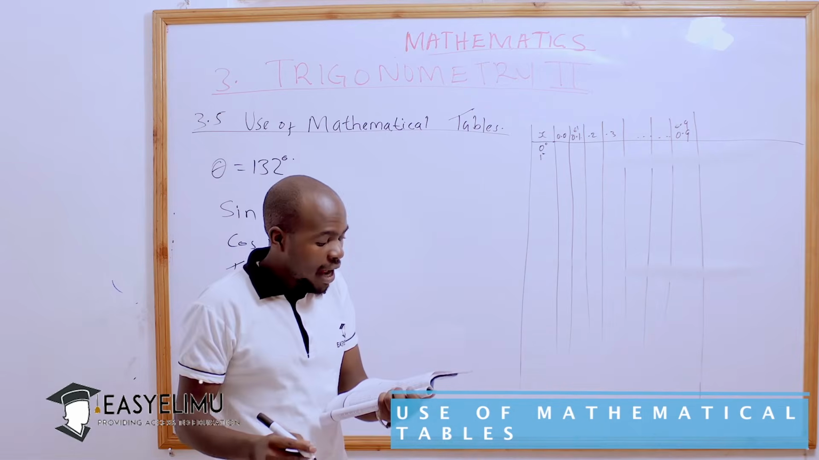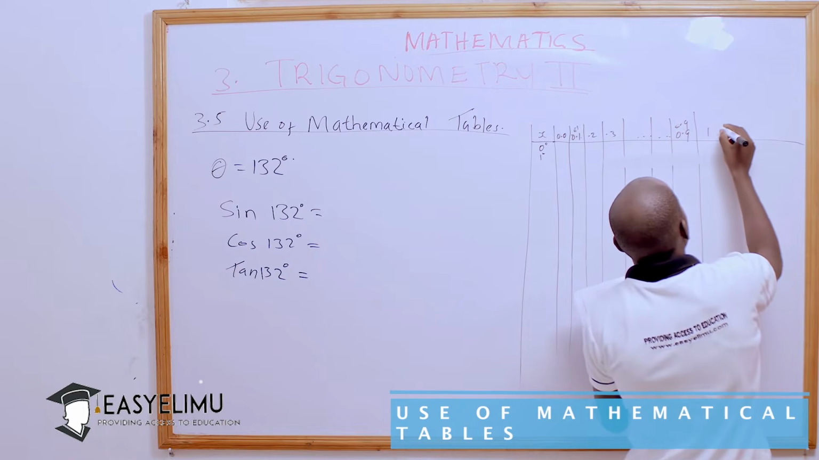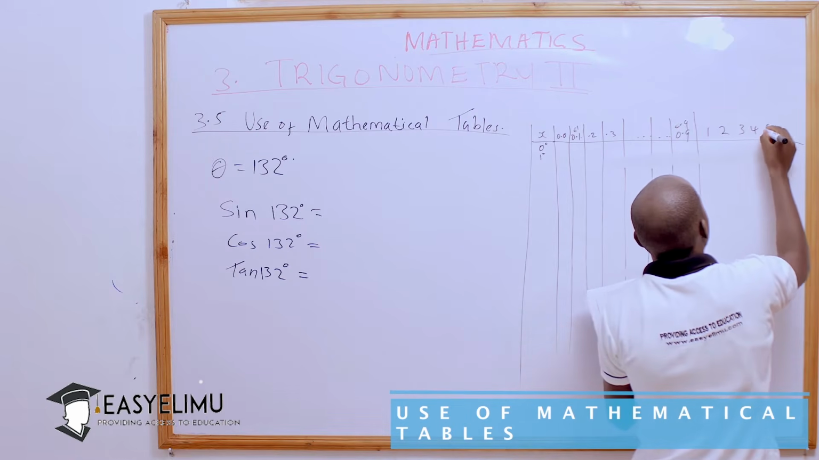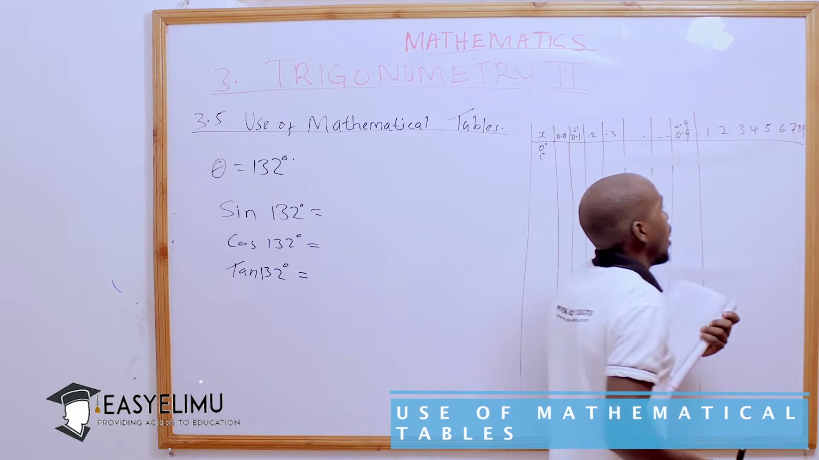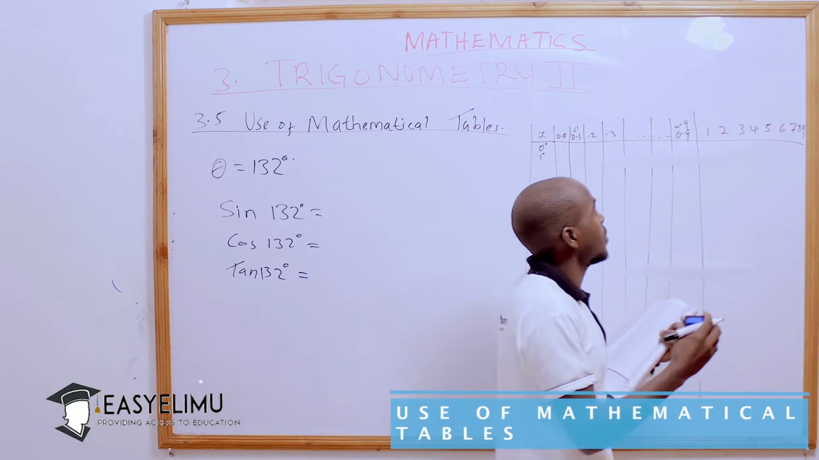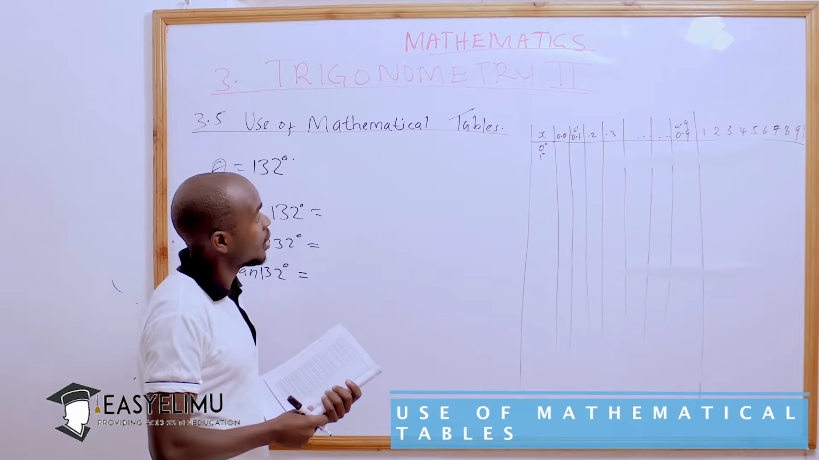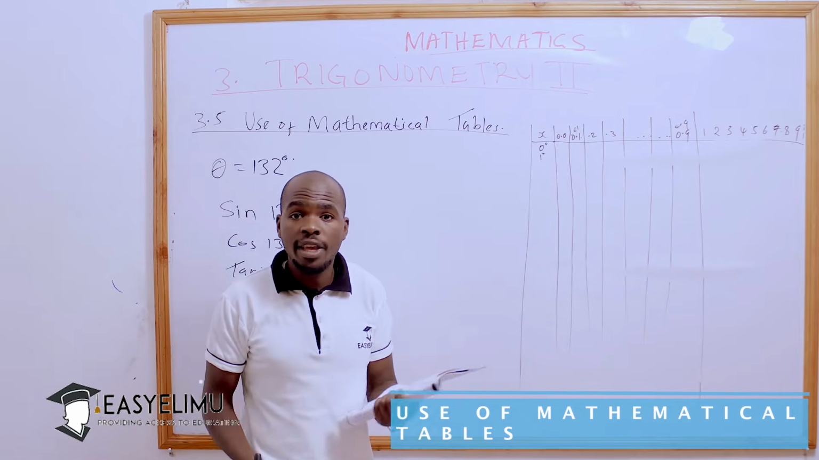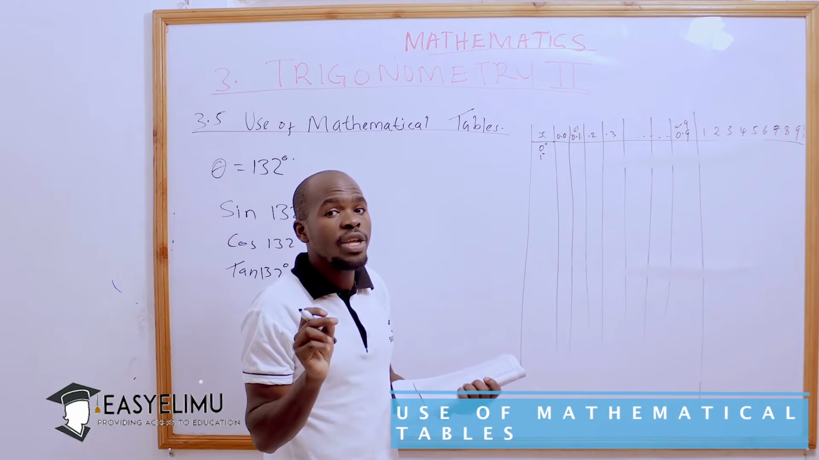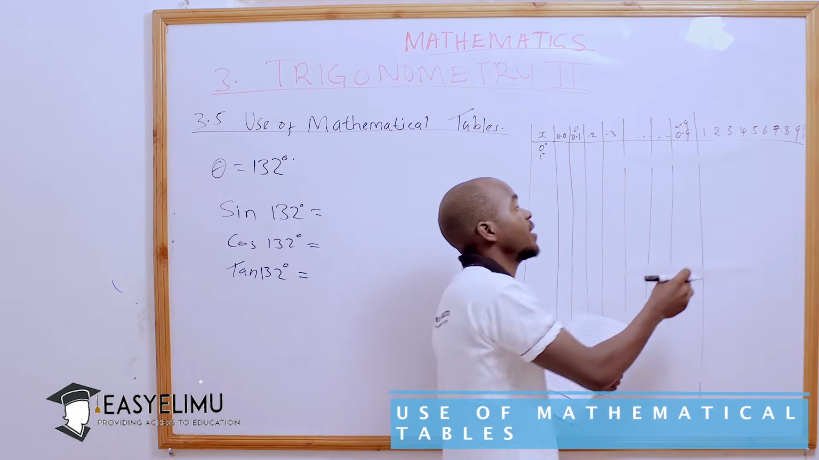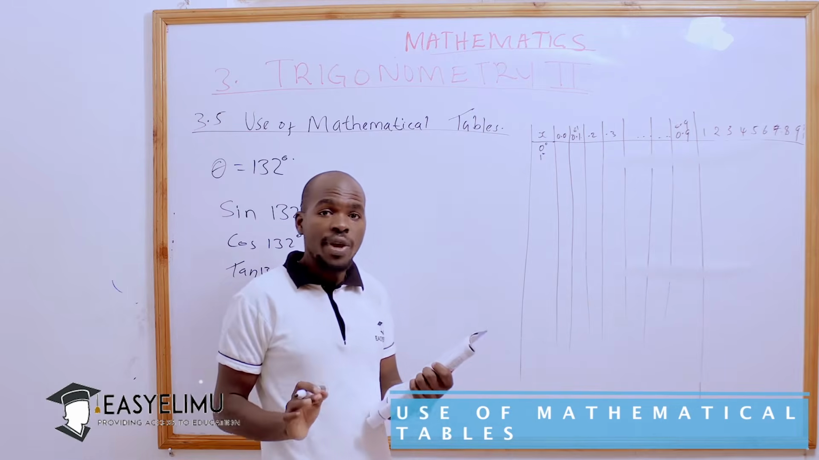Then after that we have another column at the extreme end where we have 1, 2, 3, 4, 5, 6, 7, 8, up to 9. And you will find that on this column you have been given degrees. This one is a dot, so meaning it is point something, and then this one is another kind of table. So as you move on, we shall see how we handle it.